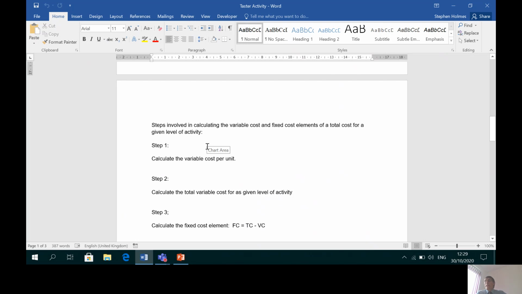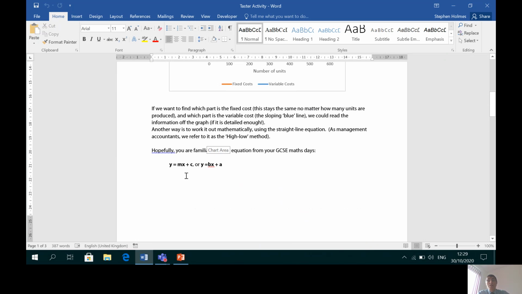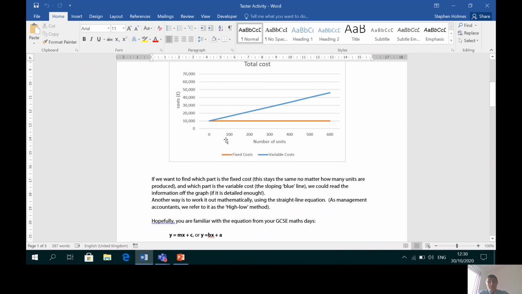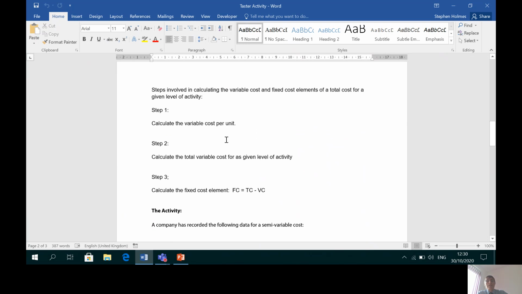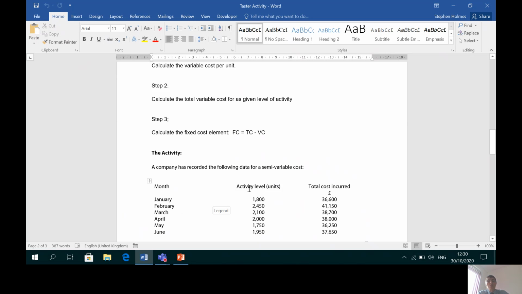In order to mathematically work out which bit is variable, which bit's fixed, we go through 3 steps. First of all, we calculate the variable cost per unit, which is this diagonal line. Then we calculate the total variable cost by multiplying the variable cost per unit by the level of activity. And then finally, we calculate the fixed cost element, which is fixed costs equals total costs minus variable costs. So we're rearranging the formula: total costs equals fixed costs plus variable costs, and fixed costs equals total costs minus variable costs.